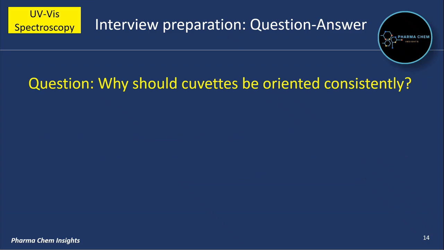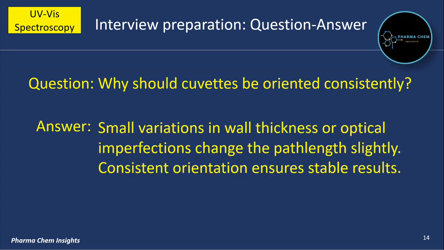Next question, why should cuvettes be oriented consistently? So answer is small variations in wall thickness of cuvettes or optical imperfections changes the path length slightly. Consistent orientation of cuvettes ensures stable results.